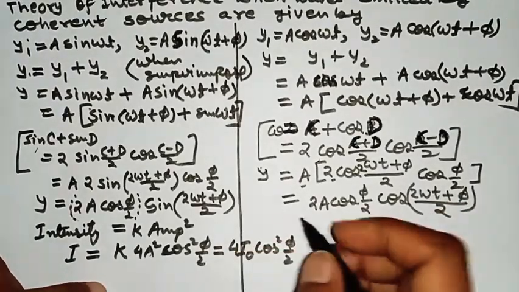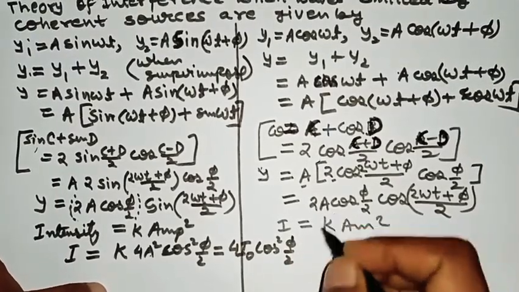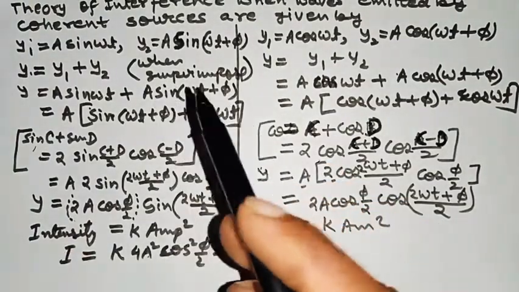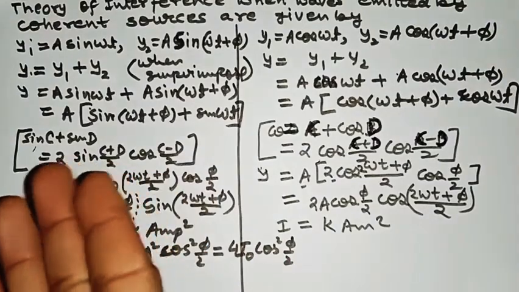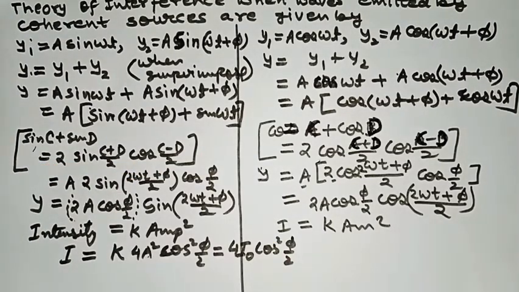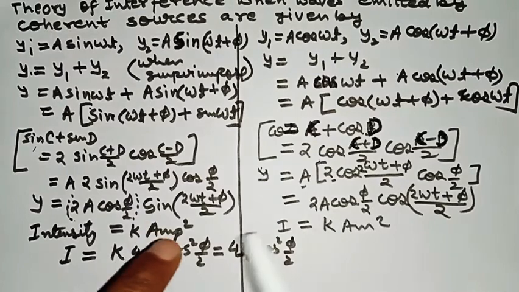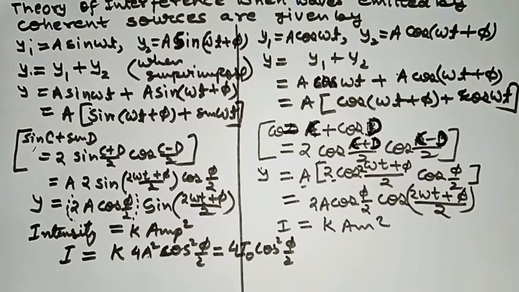And now, same thing, intensity will become k into amplitude square, and then once again we will come to this conclusion. So if they give you the equations in terms of sine, then you have to know about this sine C plus D, and if they give it in the form of cos, you will follow this, but the result will be the same from here onward, because we are interested in amplitude only. So the result is same, intensity term is same, and a later section will be common for both the derivations.